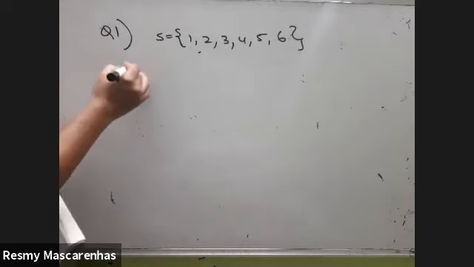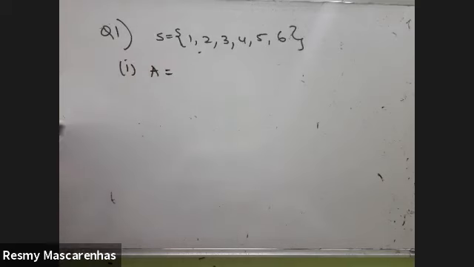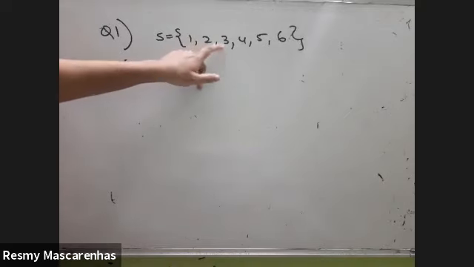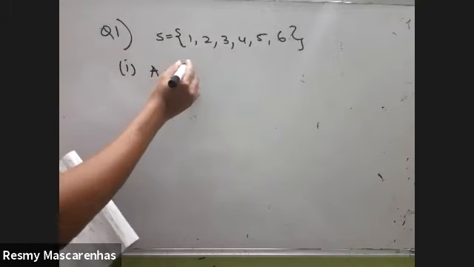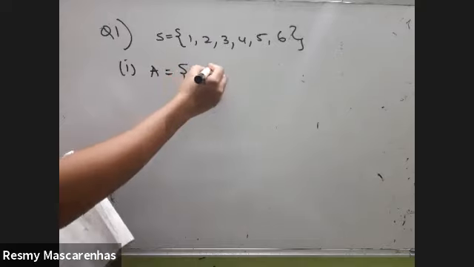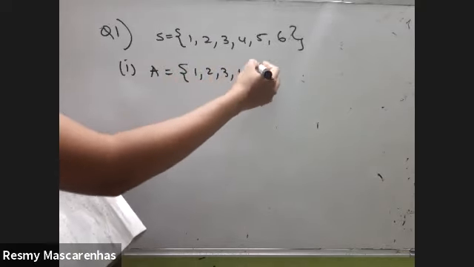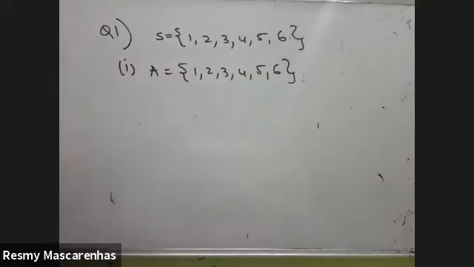The first one says getting a number less than 7. So you have to always refer to the sample space. Getting a number less than 7 means all the numbers which are less than 7, you'll have to write for A. Actually all of them, so this will be your first one.